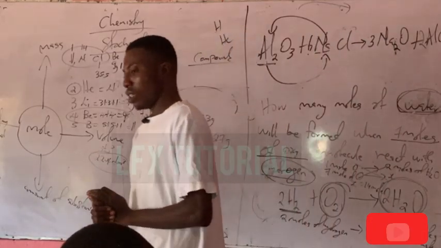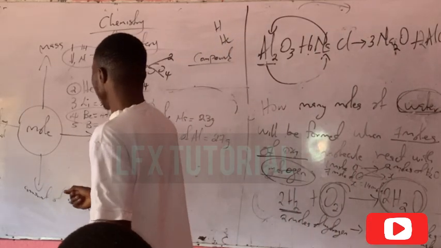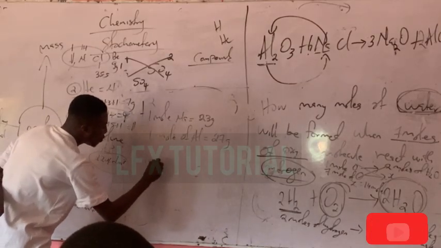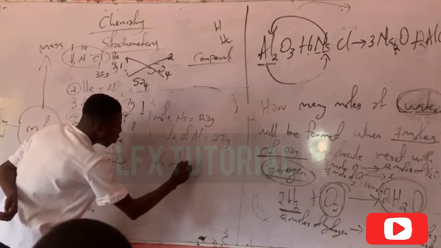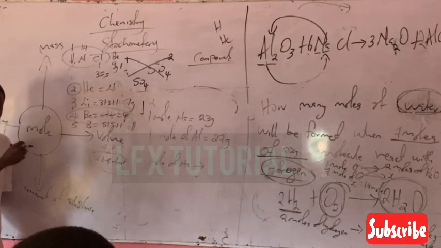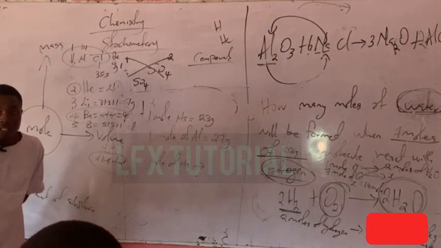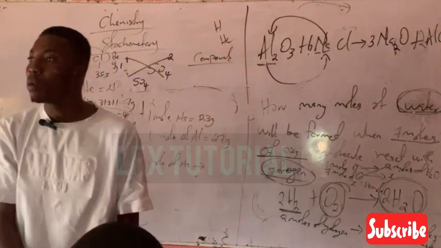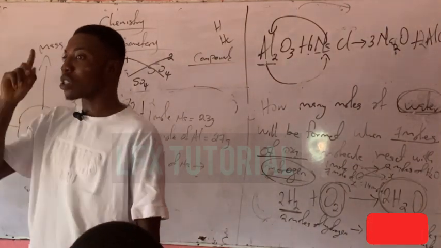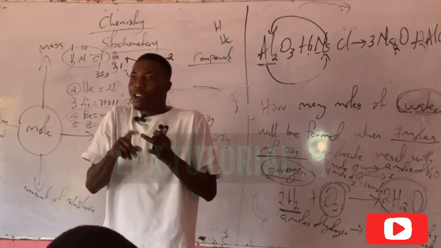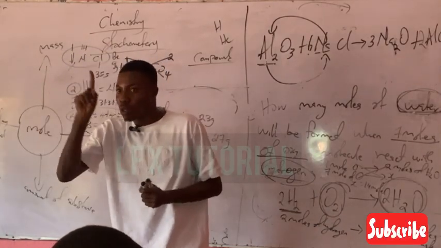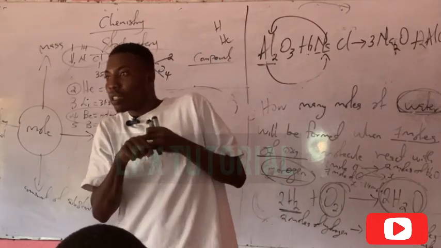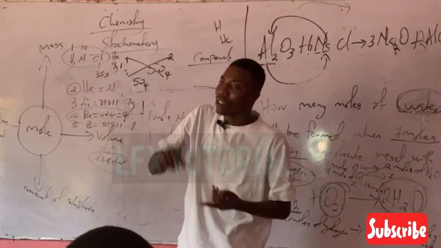Now, the volume at SCP, let's put this down. If we have that, 1 mole of sodium will contain how much volume at SCP? 22.4 dm³. So every element will contain what? 22.4 dm³. If it is hydrogen, how much volume will it contain? 22.4 dm³ at SCP. Helium, 22.4 dm³ at SCP.